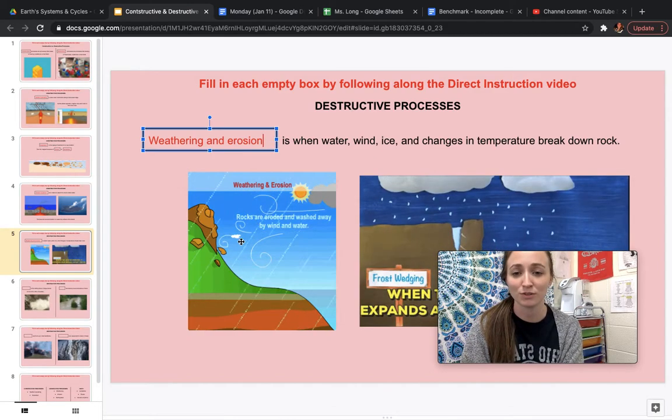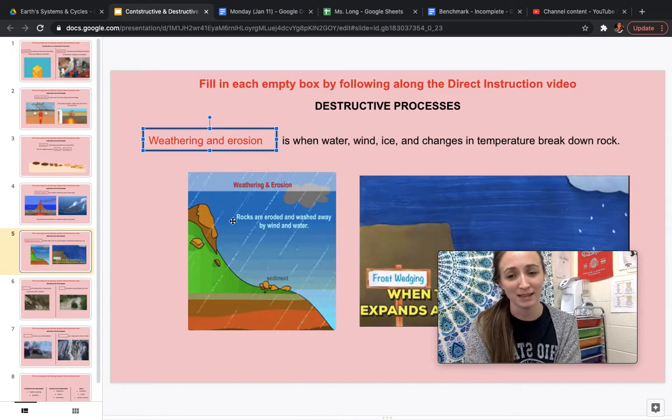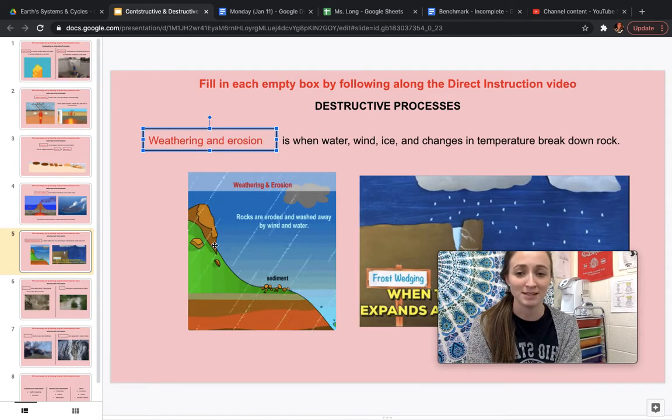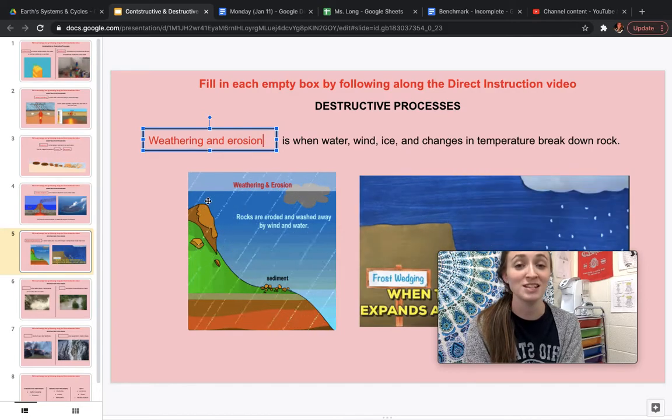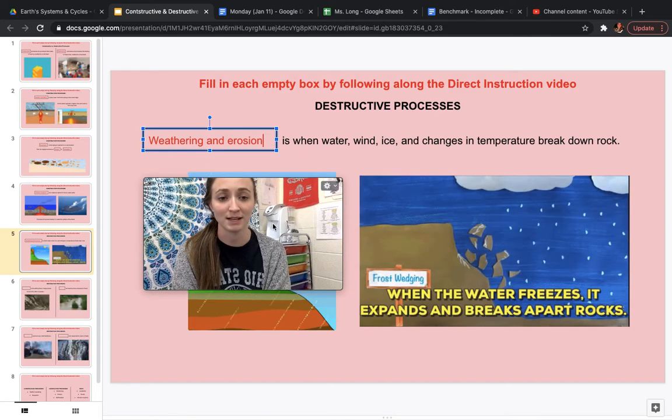So if you look at this first one here, we've got a lot of wind, we've got a lot of rain, and it's chipping away at this landform, and that rock breaks down. So right here we have a lot of destruction. It's being destroyed. So that's a destructive process.